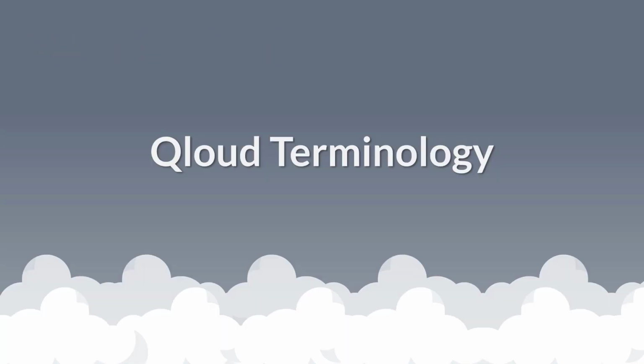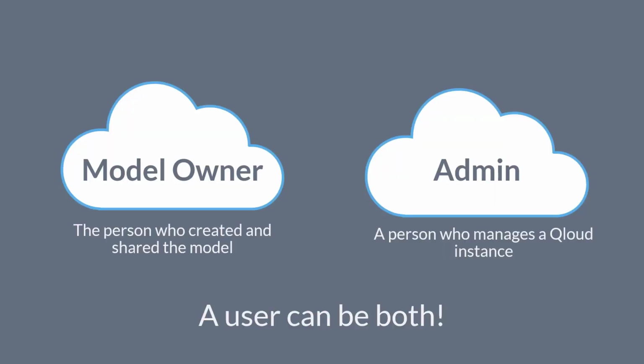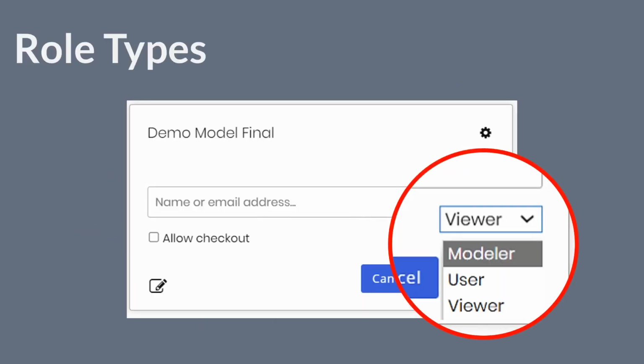Let's take a look at some of the terminology you might see when using Qloud. A model owner is the person who created and shared the model. An admin or administrator is a person who manages a Qloud instance, and a user can be both. There are also different role types. You can see here that there are 3 default options to choose from: Modeler, User, and Viewer. The model owner can also create new roles with specialized permissions. You'll also notice that when sharing a model, you can allow the user to check out the model with Modeler, not just Qloud. We'll talk more about these 3 role types coming up next.